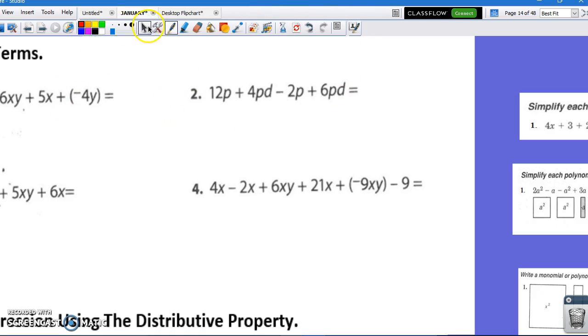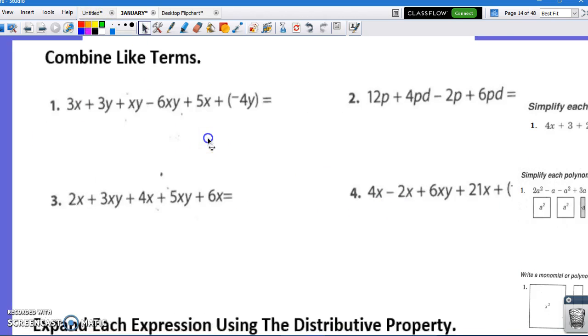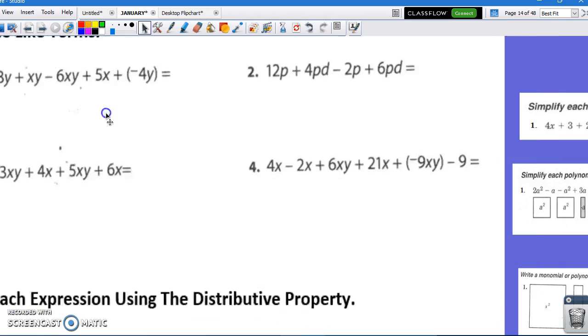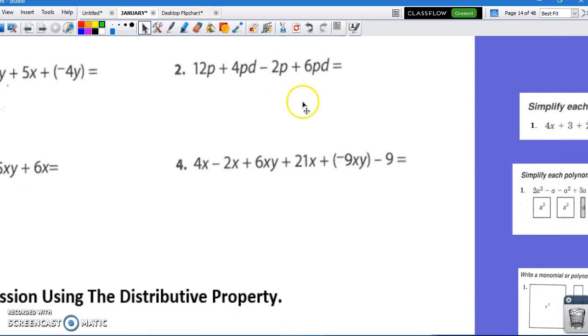I'm going to skip down to doing number 4 because it looks a little bit harder. And that way you can work on number 3 on your own. Remember, answer keys are attached.